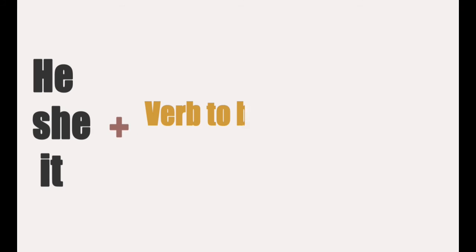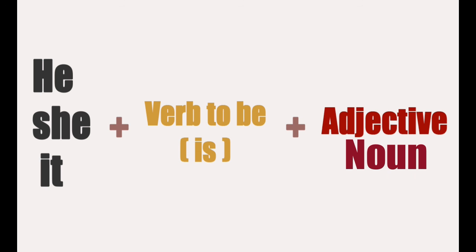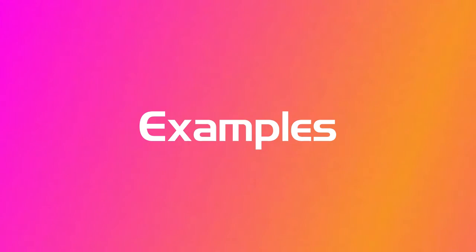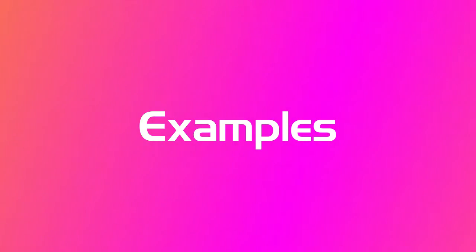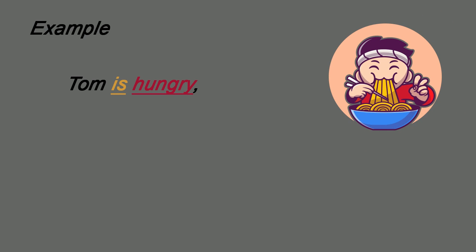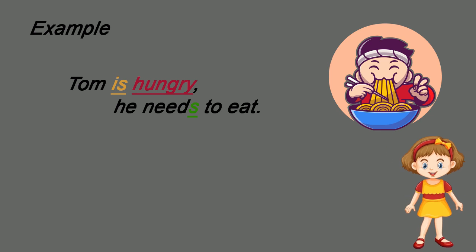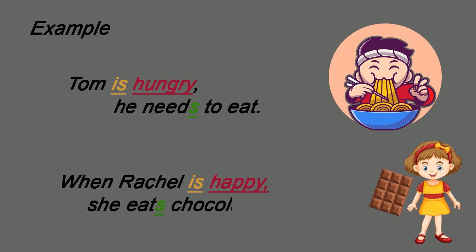Finally, he, she, it plus verb to be is plus adjective or noun. So, for example, as we can see, Tom is hungry, he needs to eat. And in the next example, as we can see, when Rachel is happy, she eats chocolate.